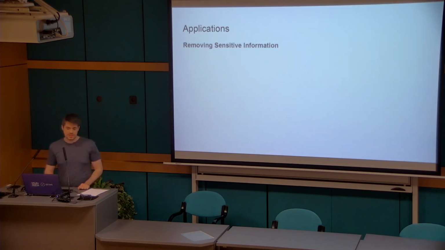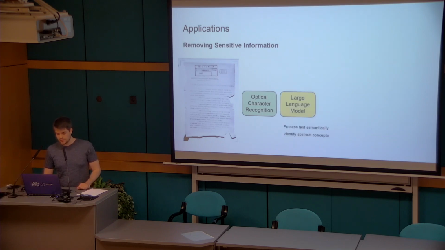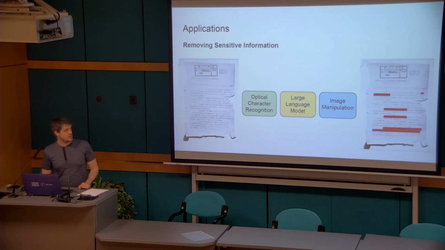Another application is about removing sensitive information from the document images. Again, we have a raw scan or a photo of a document. We apply optical character recognition to extract the text. After that, we have a pre-trained or fine-tuned large language model, which can process the text semantically and identify abstract concepts. So we can outperform basic keyword search, and we can find highly abstract notions and parts in the text to remove different kinds of sensitive information. After some image manipulation, we have the original image of the document, and the sensitive parts have been removed or covered from the paper.